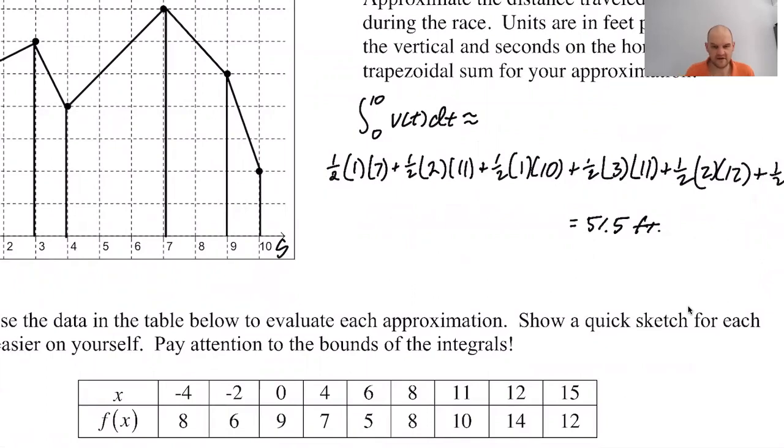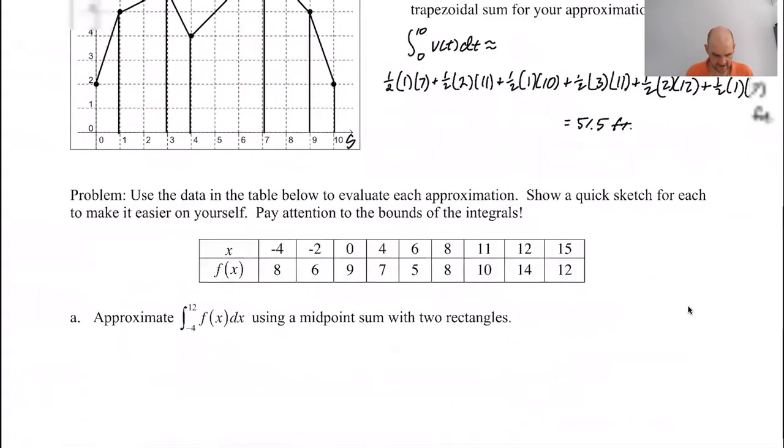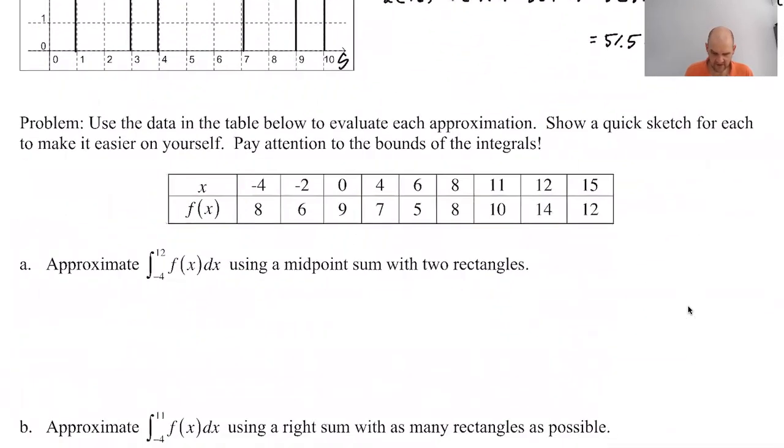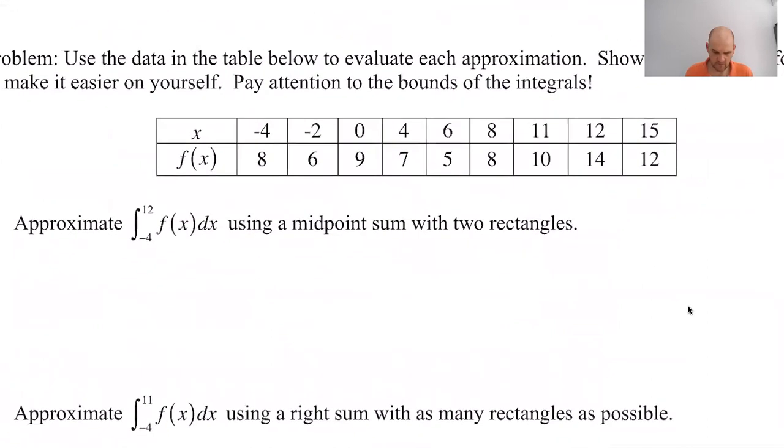Whatever. All right, let's see. Use the data in the table to evaluate each approximation, and show a quick sketch for each. Probably not going to do that. It takes a while. What I'm going to do is mark up this table like crazy, with multiple colors, so that it's at least a little discernible.